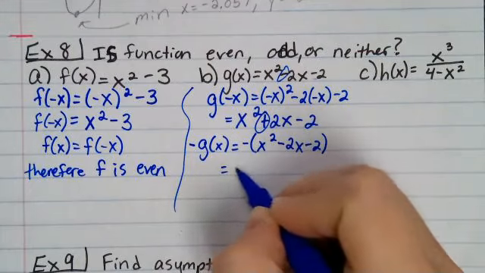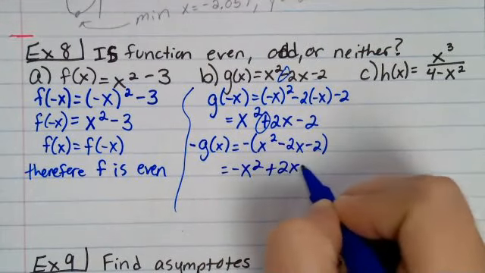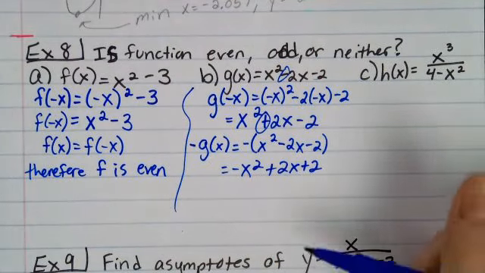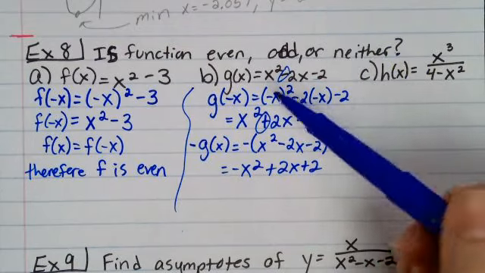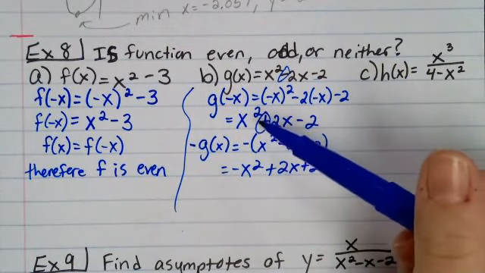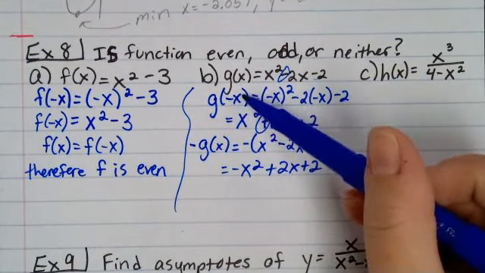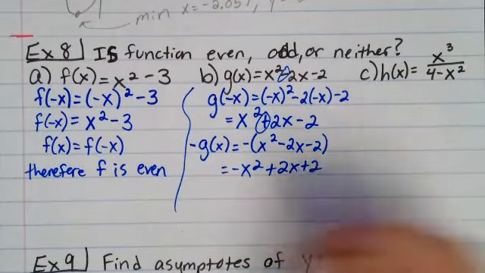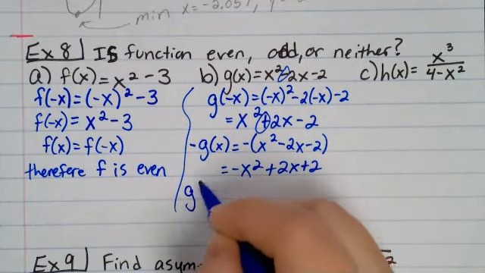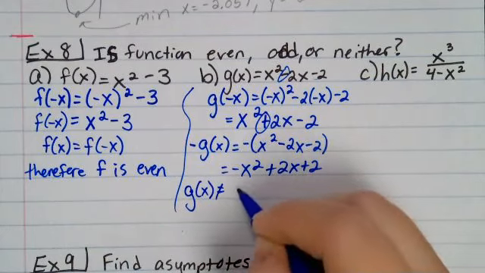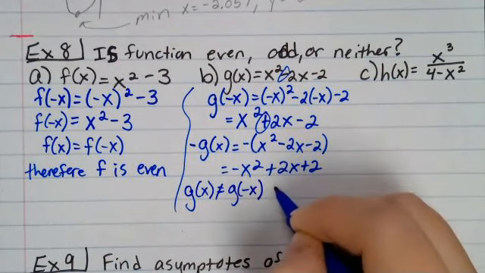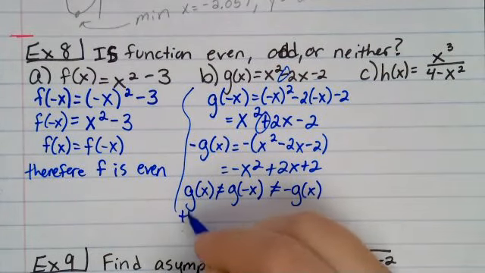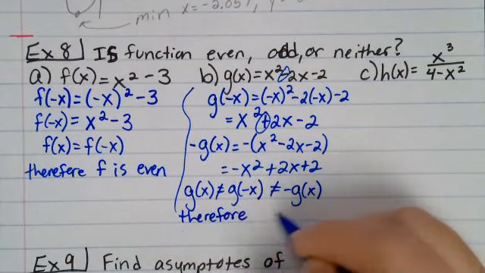Okay, well, if I do that, I get negative x squared plus 2x plus 2, which does not match. Remember how we said that if it was going to be odd, it was going to have g of negative x be equal to negative g of x. It's not the same. So because g of x is not equal to g of negative x, and that is also not equal to negative g of x, that means it's not either one.